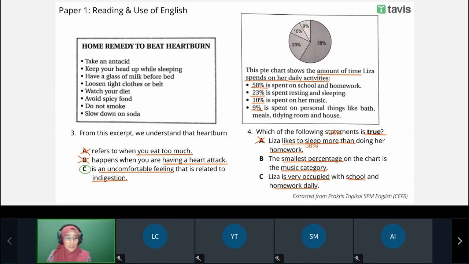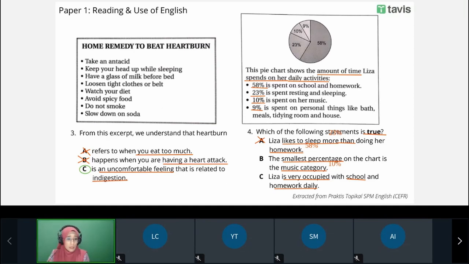No, definitely not. Music category is how much? How many percent? Class? Music category? How many? It's just 10%. Right? It's just 10%. So the music category is 10%.